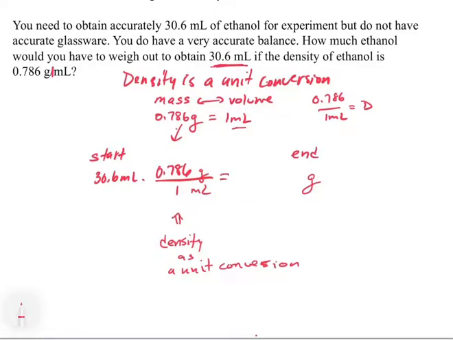And then in your calculator, you're going to do 30.6 times 0.786. And what you're going to get is 24.1 grams for that problem. So the solution to that problem is 24.1. And you'll notice there's 3 significant figures here, so I put 3 significant figures over there.